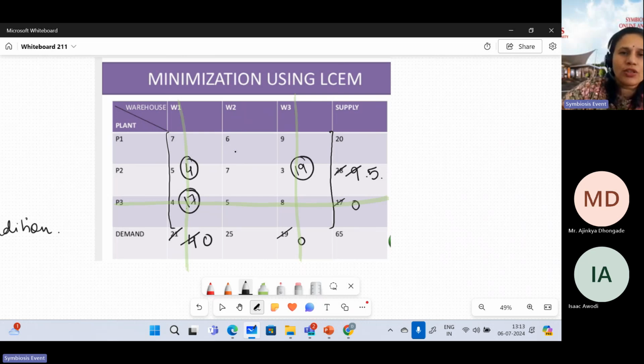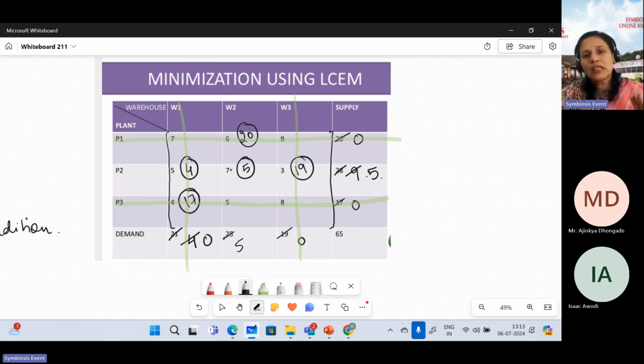Minimum is 6. For this 6, check demand and supply, 20 I can apply. Supply becomes 0, demand is left with 5. And now there is one and only one cost left, that is 7, with demand and supply units of 5 and 5. So you can make the allocation of 5.